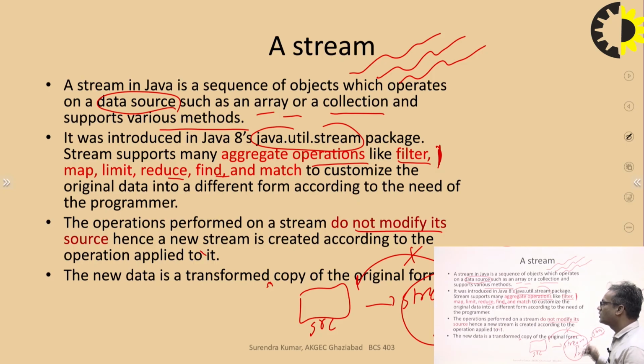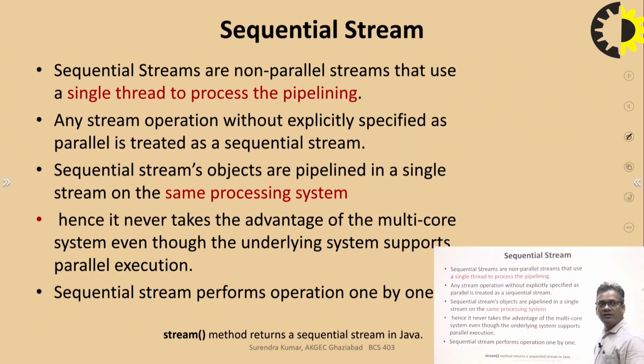So this is the work of the stream: you can apply a number of operations, filter, map, limit, reduce, find, match, but the original source will stay the same unless you are performing any write, update or manipulate operation, right? So these are the two kinds of streams in Java.